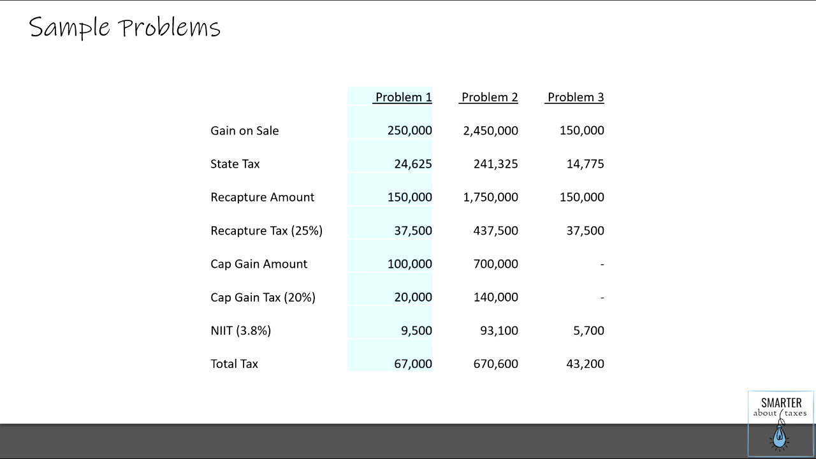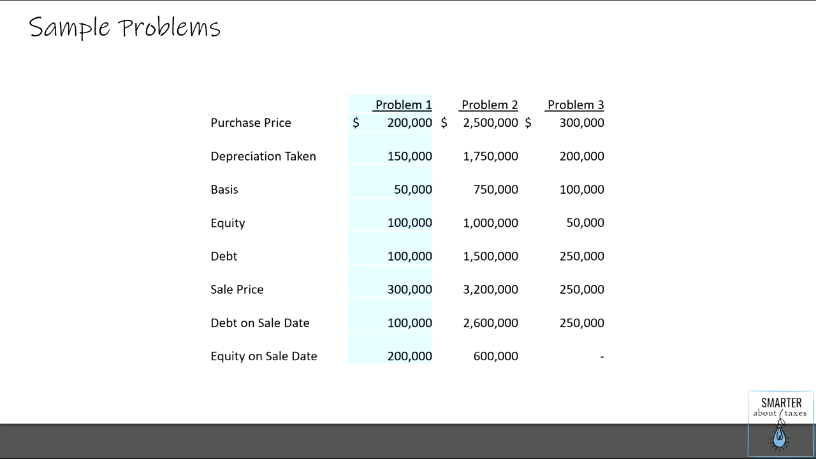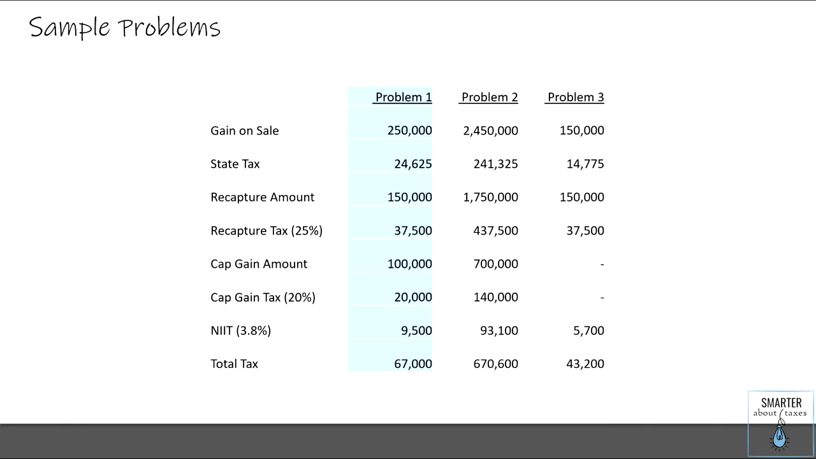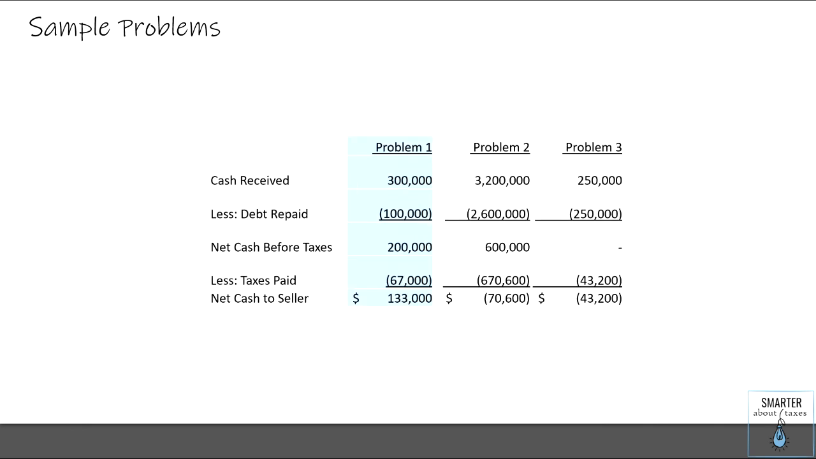That has nothing to do with how much cash we got, right? That's our sale price of the $300,000 minus the basis. I'm going to go back to that slide. Sale price of $300,000. That's about 5 lines, 6 lines down, minus our basis, which is 3 lines down. That's that gain on sale of $250,000. Okay, calculating the tax. State tax $24,000, recapture tax $37,000, capital gains tax $20,000, net investment tax $9,500, total tax of $67,000. Okay, moving on to the last page here of problem 1.